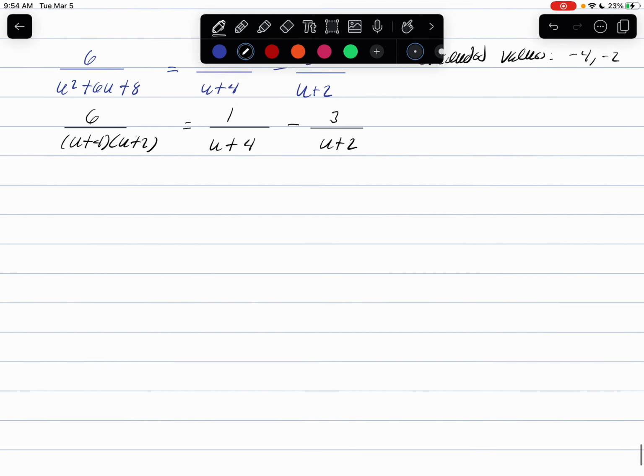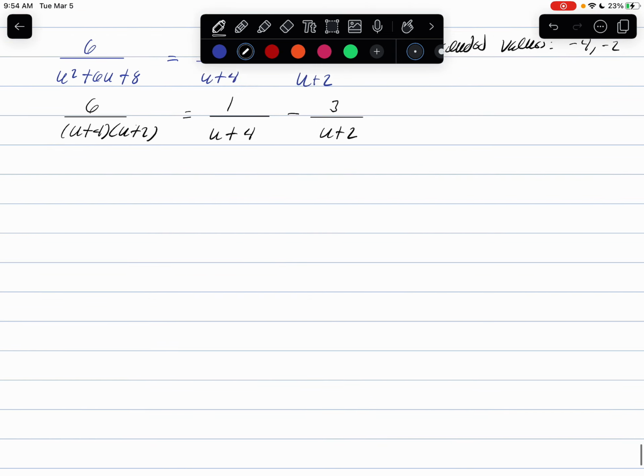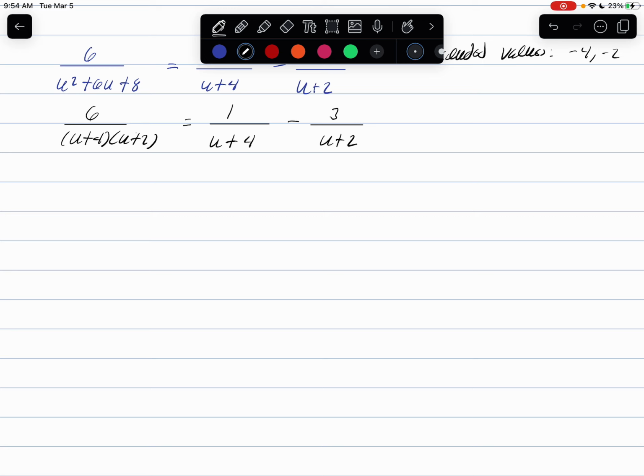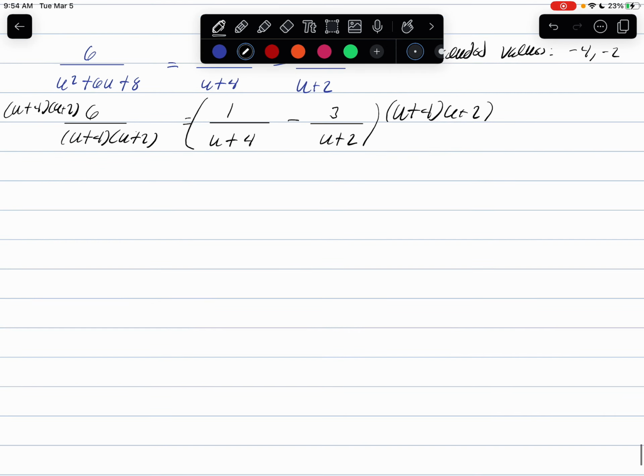All right, so let's go ahead and see what we get here, right? So let's do the method we did on the last problem. Let's go ahead and multiply both sides by u plus 4 times u minus 2. u plus 2, not u minus 2. u plus 2. Okay. All right, so this will cancel, and that's going to give us 6 is equal to.